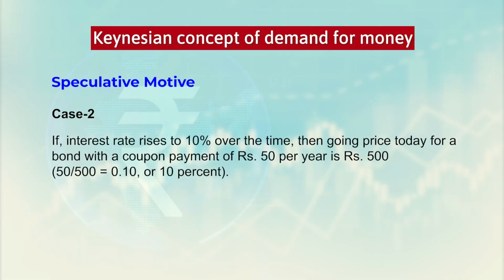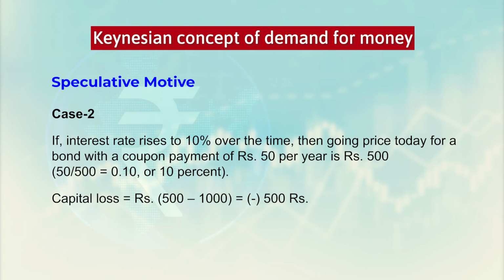Students, be very careful in calculating this capital gain. And when the interest rate goes up from 5% to 10%, I am not going to get this capital gain. Instead, what I am going to get is capital loss. So the rate of interest, bond price, and capital loss or capital gain, all these things are interlinked, and these things actually form the basis of speculative demand for money.